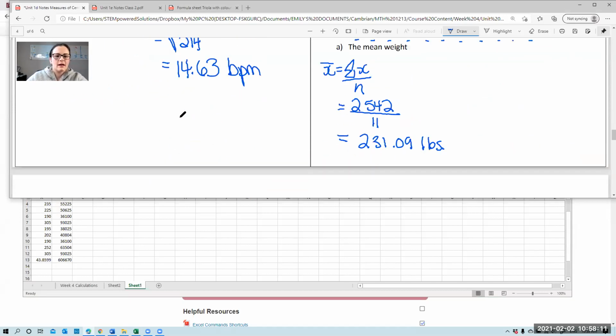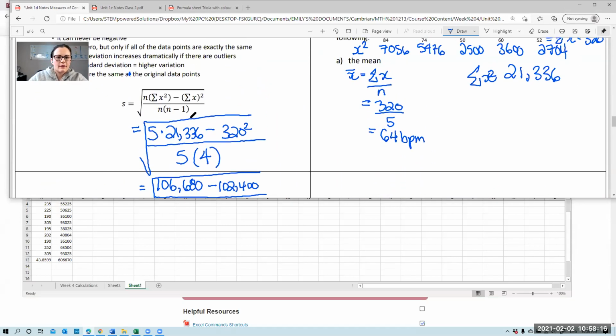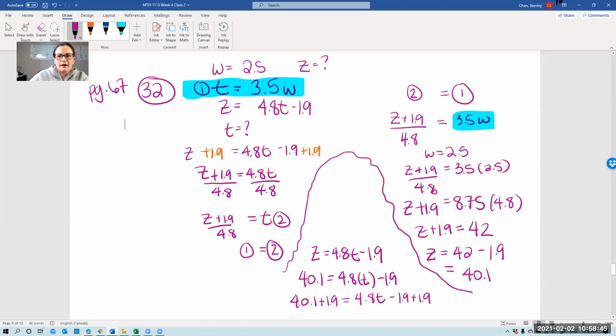So I could calculate this for my football players. What I would do is S equals 11 times 606,670, subtract the sum of all of my X's squared. But it would take a very long time to calculate that. But I think that I should actually show you how to do it. So I'm going to open up another page and show you how to do it.